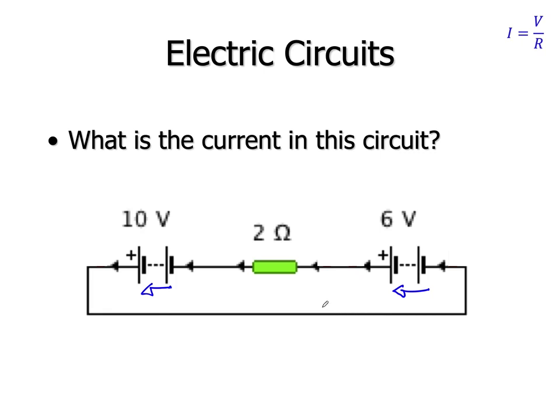So what's the total potential? In this case, this 10 volts followed by the 6 volts, it's still 16 volts of electrical potential. The resistance is still 2 ohms, and so the current in this one is still going to be 8 amps. There's 8 amps flowing at each point in this circuit, including through the resistor and through each one of the batteries.